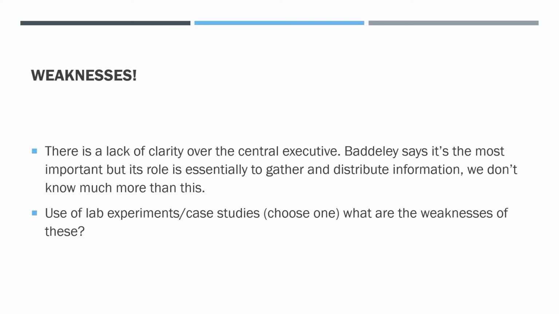And the second weakness, the use of lab experiments or case studies. Don't use both, pick either lab experiments or case studies, and what the weaknesses are of those. So if you pick lab experiments, it'll be the dual task performance. What are the issues with that? And if you pick case studies, it's KF. Think specifically about labs and then link back to Baddeley's dual task, or think specifically about the issues with case studies.